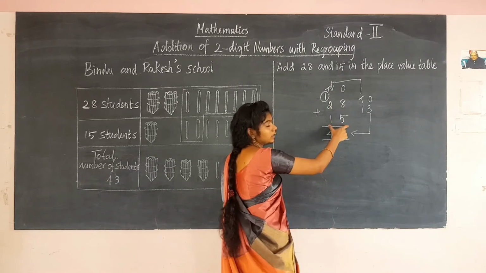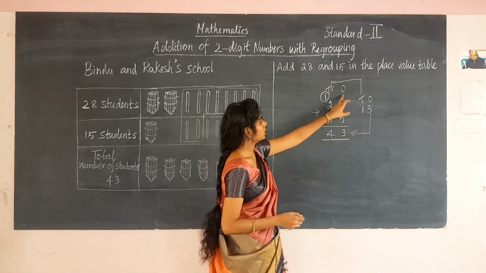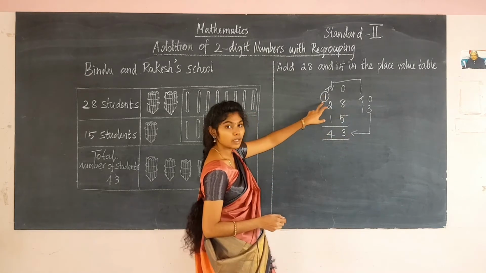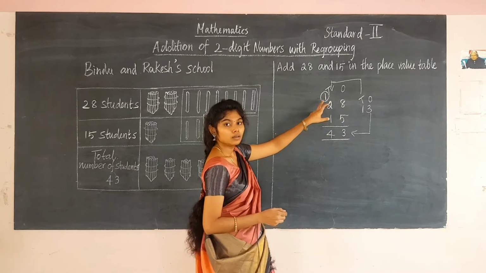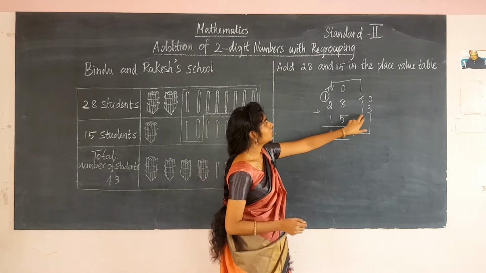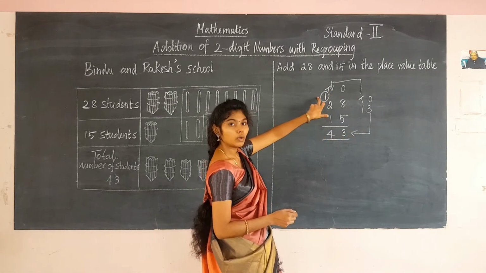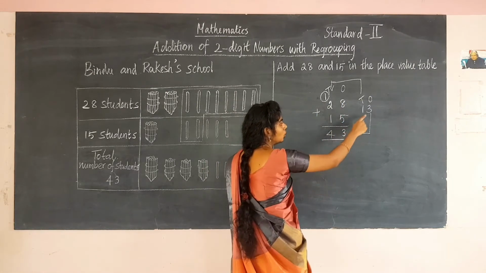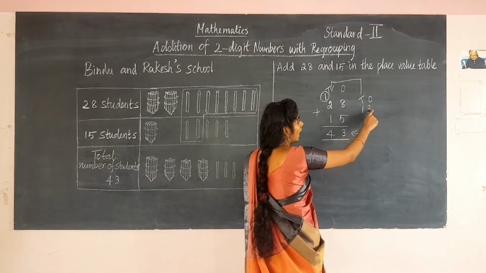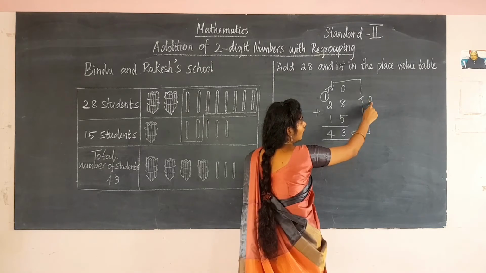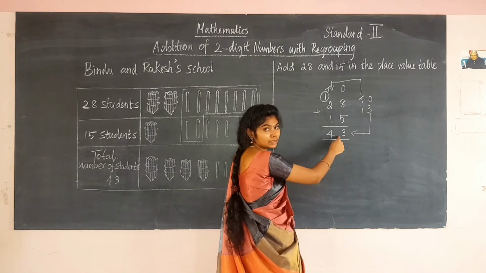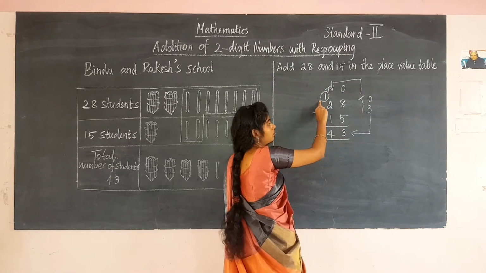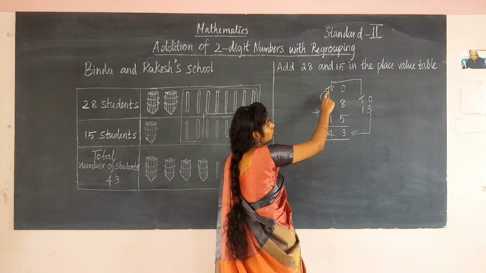Now we have to add these two numbers. Ones place you have to add first. After adding ones place you have to add the tens place number. If you have a 2-digit number, then you have to carry over the number. First you add the ones place number. You have got a 2-digit number as 13. You have to give the place values. Ones place number should be taken to the ones here and tens place number should be carried over to the tens place. Carry over number should be circled.